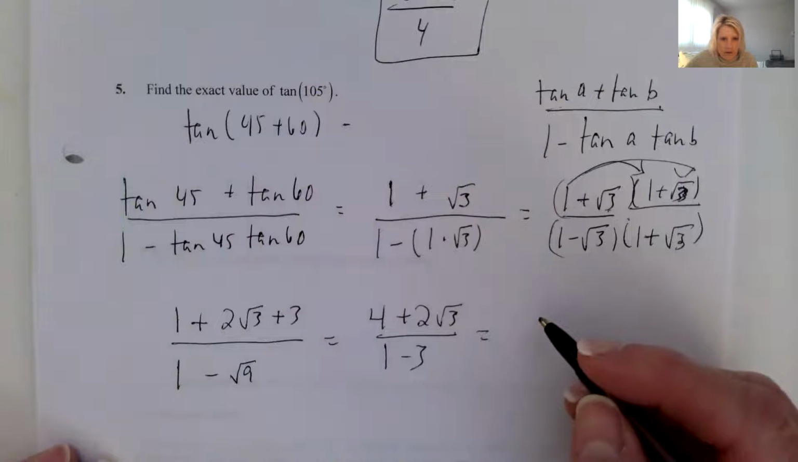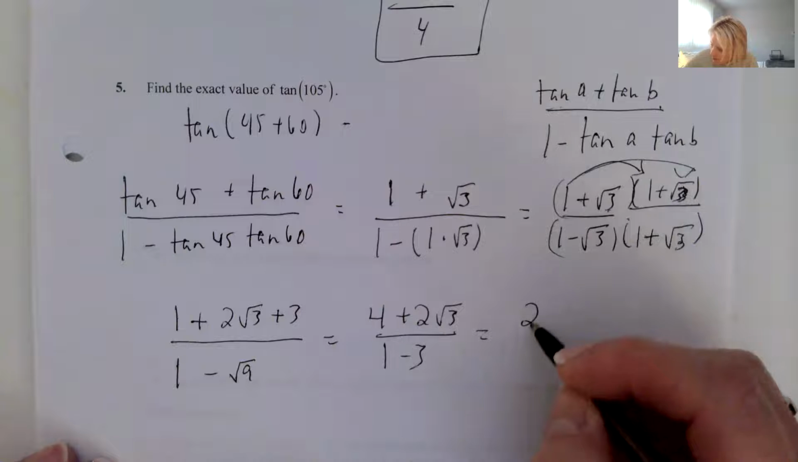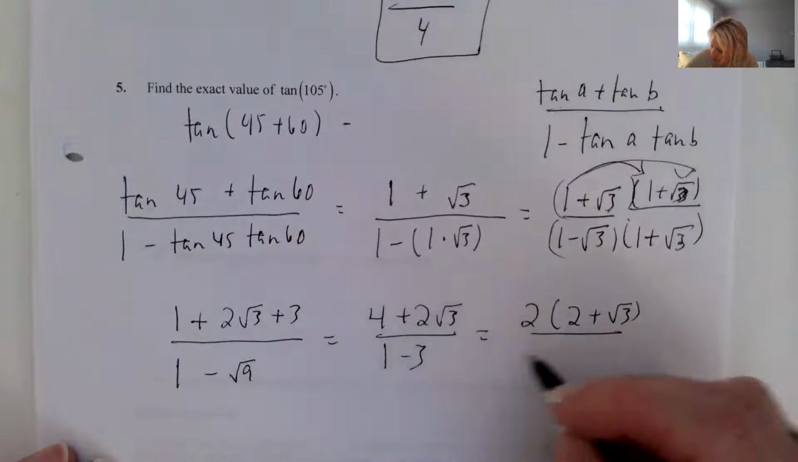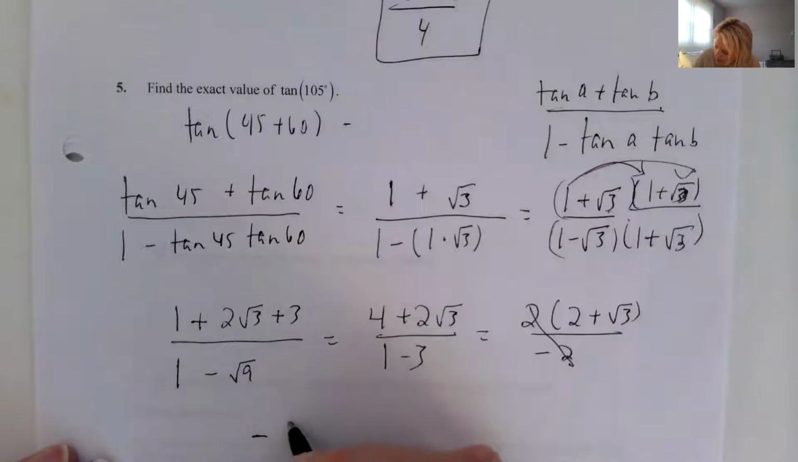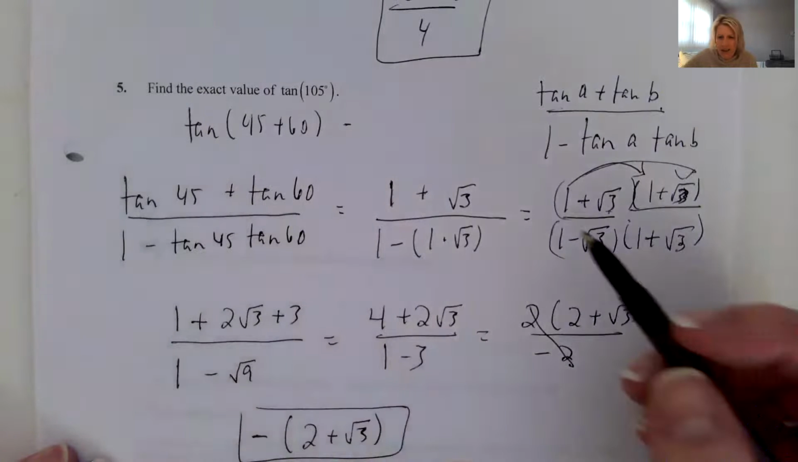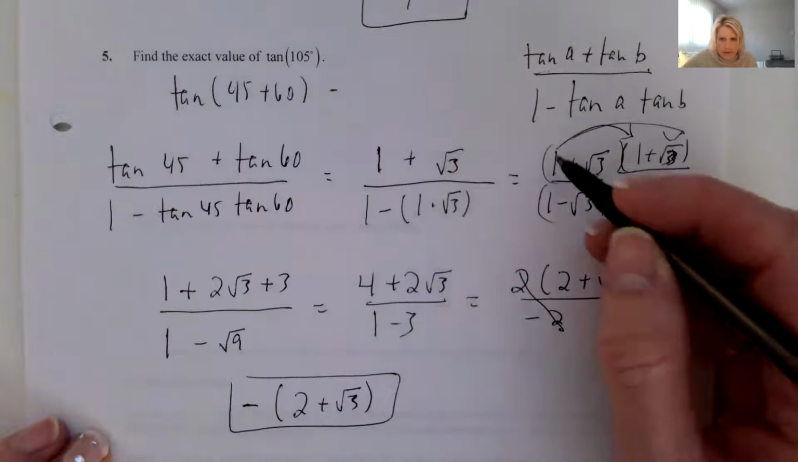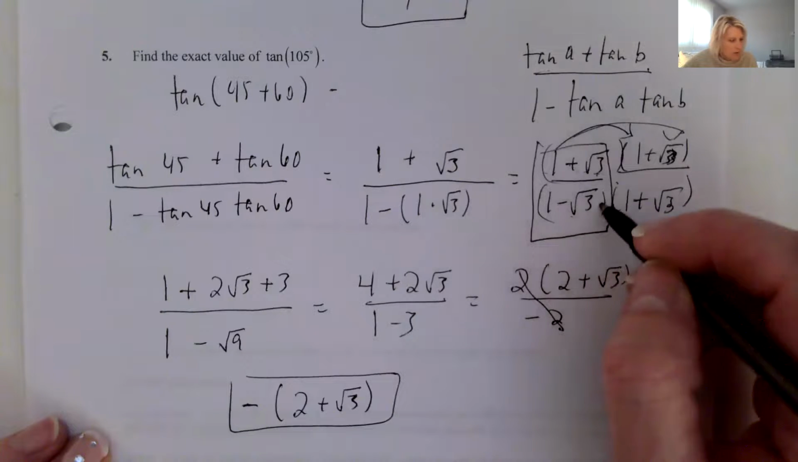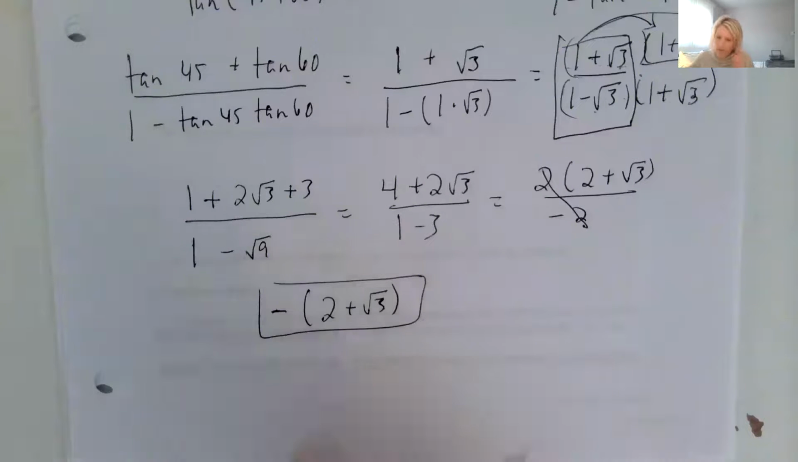So we could factor out the 2 on top, and then we'll have 2 plus the square root of 3 over a negative 2. The 2's cancel, so I guess we just have negative times 2 plus the square root of 3. Now I have the answer key as this right here: 1 plus the square root of 3 over 1 minus the square root of 3, and that's fine. But if we rationalize it, we'd really get this down here at the bottom.